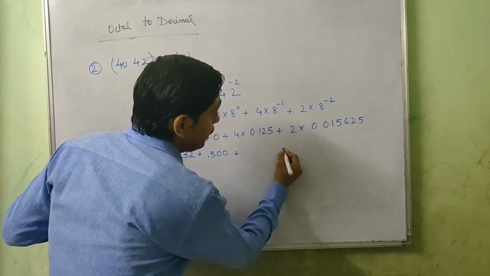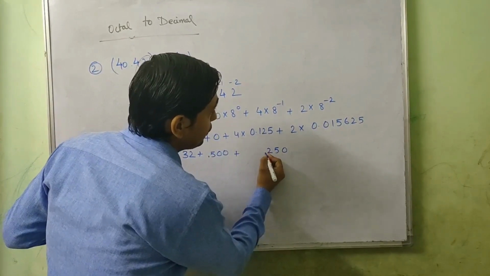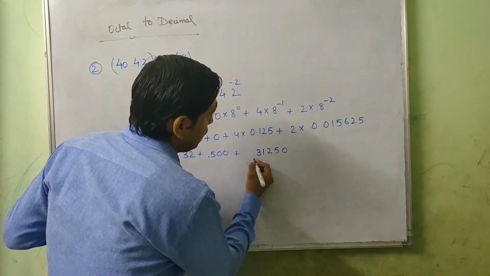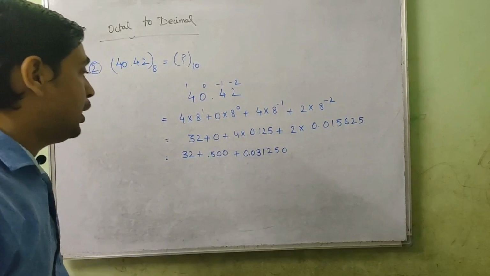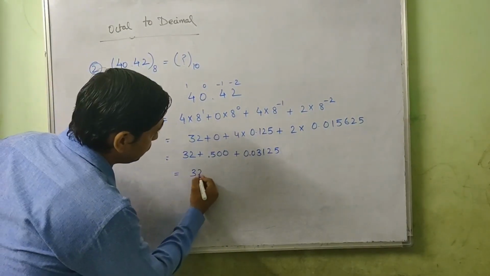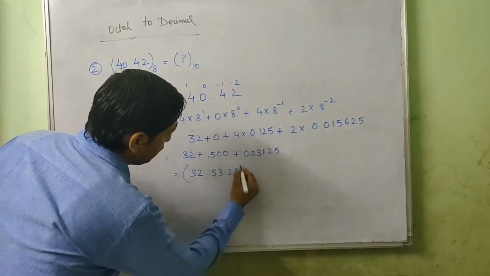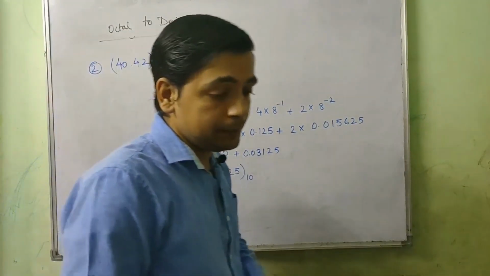5 2s are 10, 1, 4 1 is 5, 6 2s are 12, 1, 5, 10, 1, 11, and 2 is 2, 1, 3, 2 0 is 0, so 0.03125. You can add them up and the final value will become 32.53125. So this is the corresponding decimal number of this octal number.